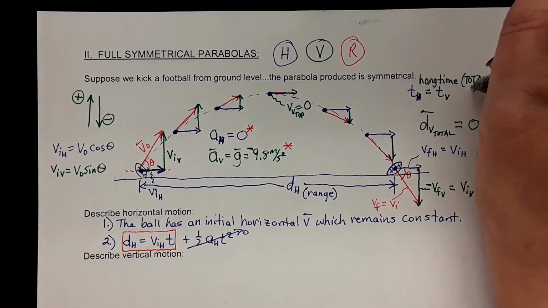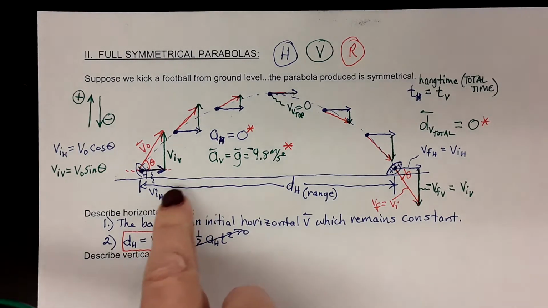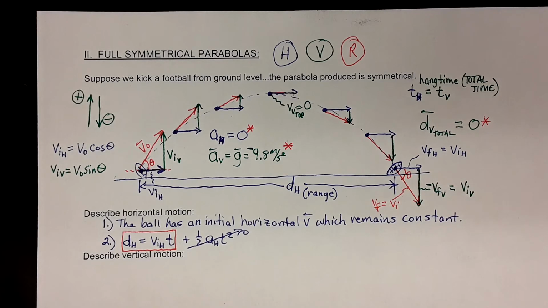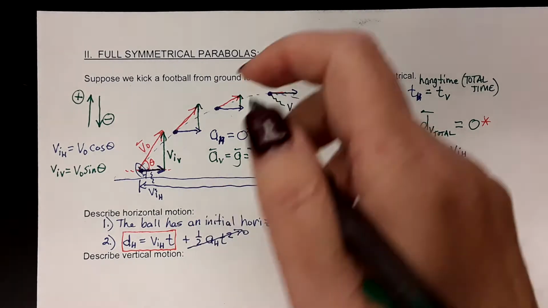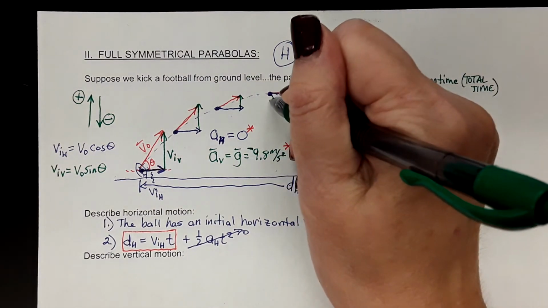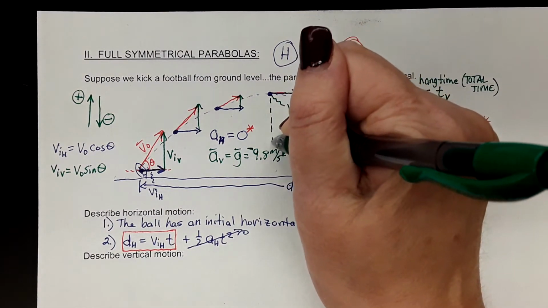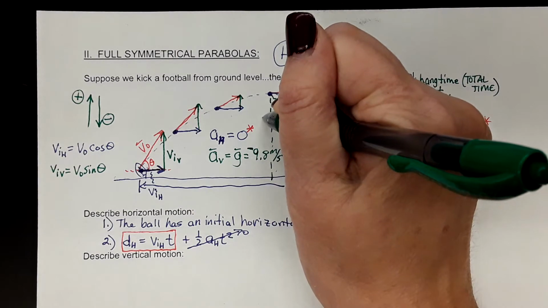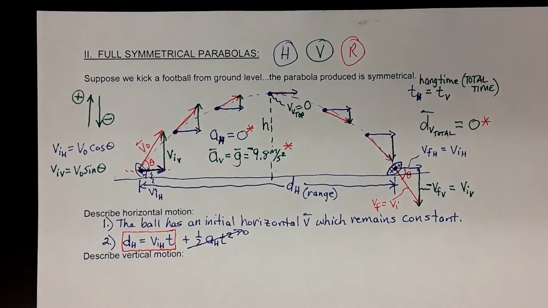That's the total time for the trip. But what I'd like to know is, how long does it take to get to the top of the parabola where it stops vertically? That's going to be important because we would like to be able to determine at some point the height that the object reaches. In this case, the football reaches at the highest point. How far is it above the ground?